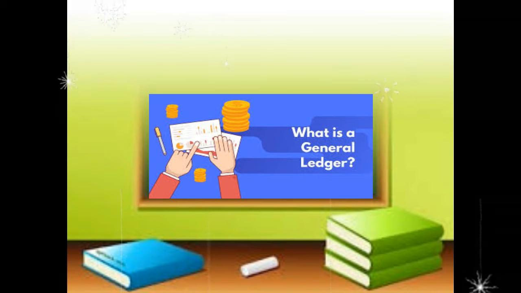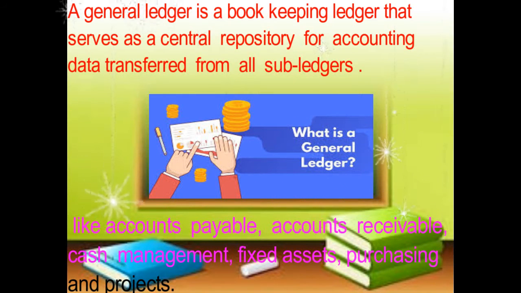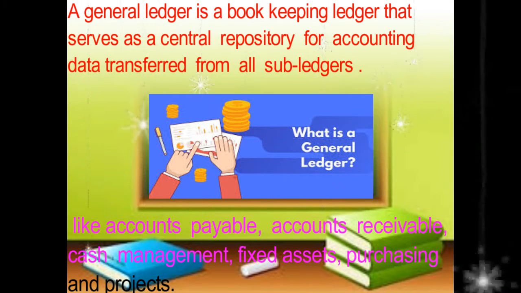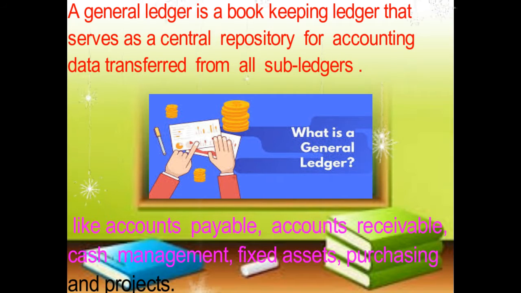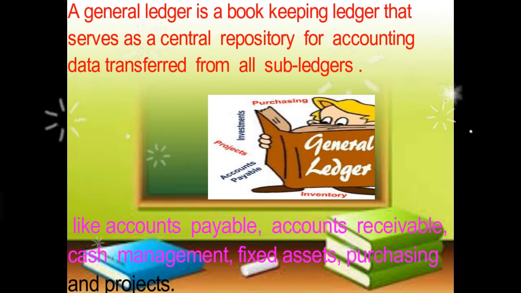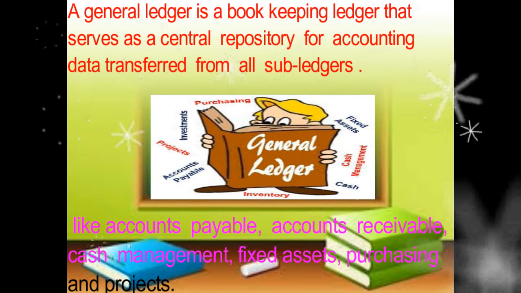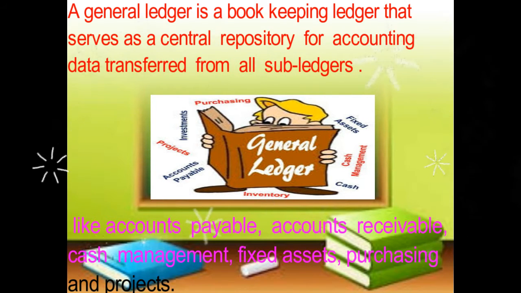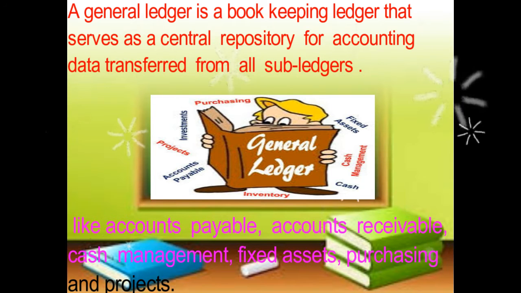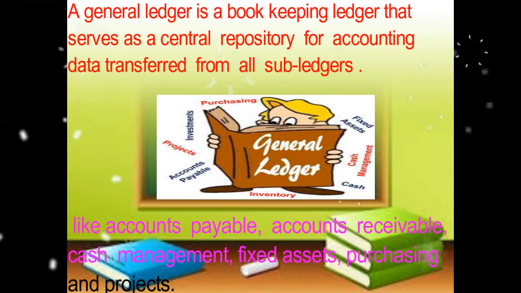Another question: what is a general ledger? A general ledger is a bookkeeping ledger that serves as a central repository for accounting data transferred from all subledgers like accounts payable, accounts receivable, cash management, fixed assets, purchasing and projects.